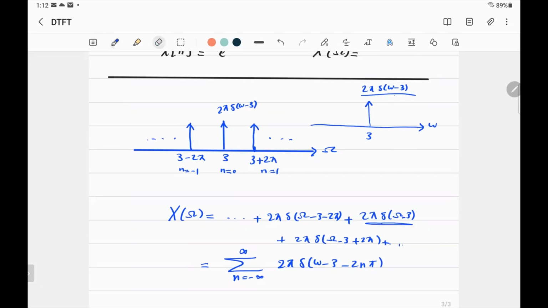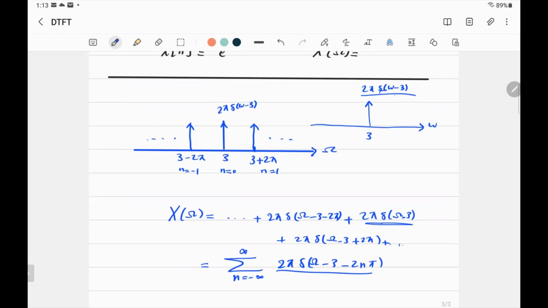Capital, they are right, yeah, with keeping this capital omega. So what's the difference between this one and this one? Adding the term minus 2n pi. That's it. Every pulse you have, you just do that.